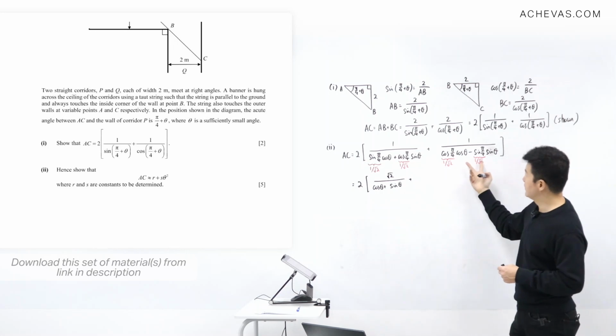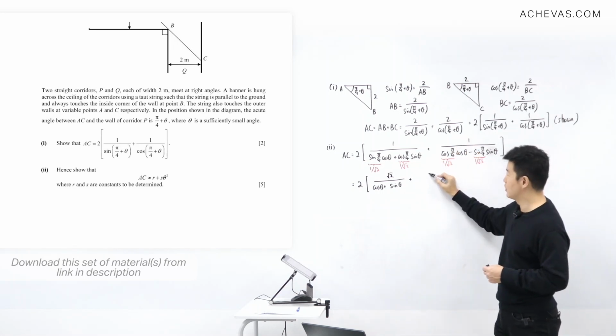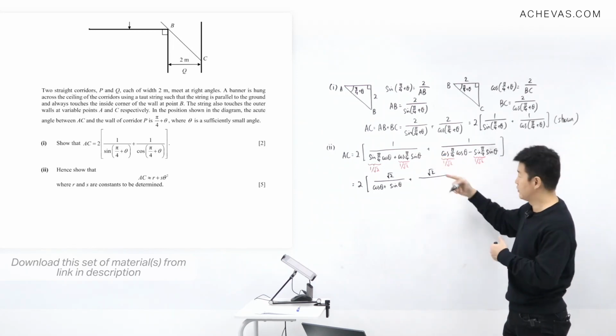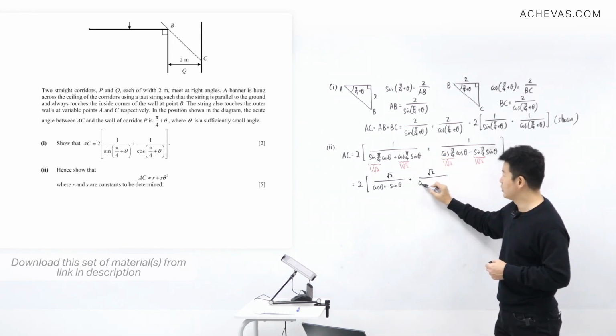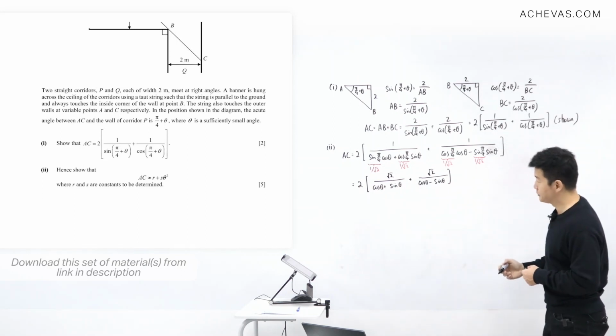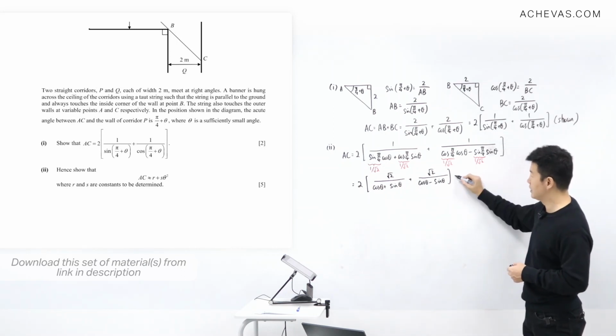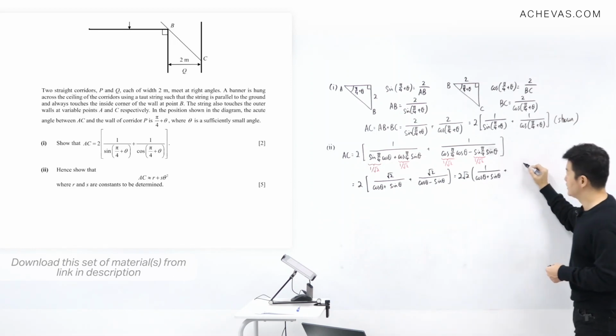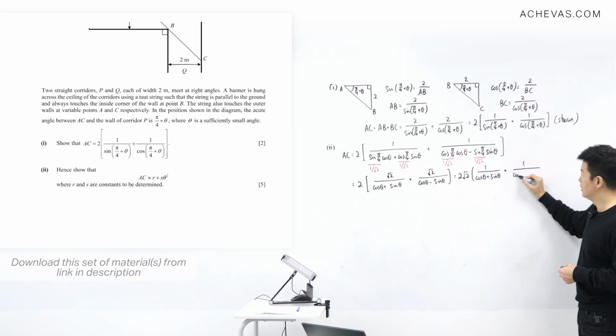The same goes for this. If I were to factorize out, it is going to become square root of 2. Okay, 1 over square root of 2 is going to be square root of 2, over, we're going to be left with cosine theta minus sine theta. And let's factorize out square root of 2 also. And that will be giving me 2 square root of 2 of 1 over cosine theta plus sine theta, and this will be 1 over cosine theta minus sine theta.